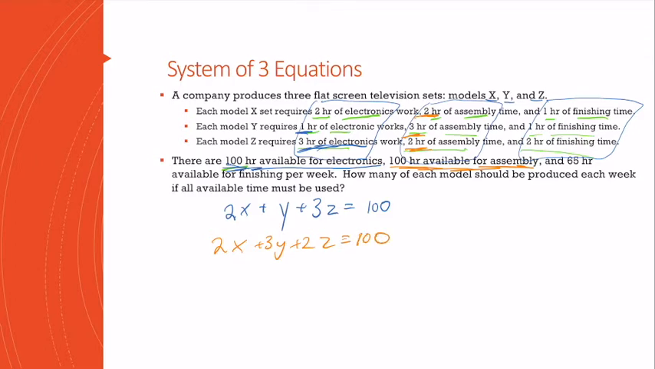Last but not least, finishing. So I have 1 hour of finishing time for X, 1 hour of finishing time for Y, and 2 hours of finishing time for Z. And I only have 65 hours a week for finishing. Here is my system of 3 equations. So what I need to do is pick my working equation. Let's go ahead and let this be our working equation. And we're going to start out with our focus variable being x.